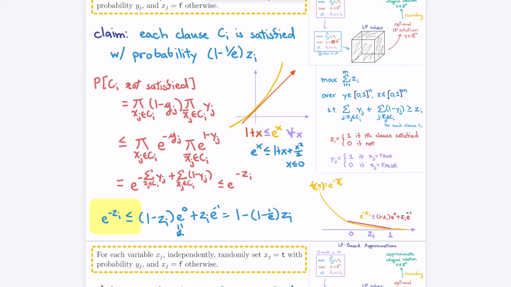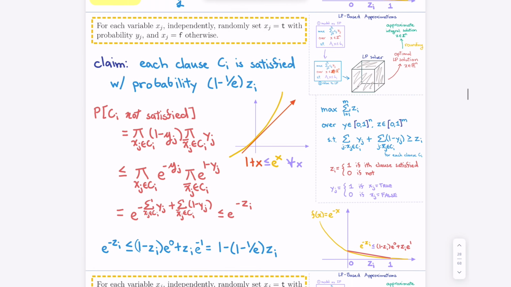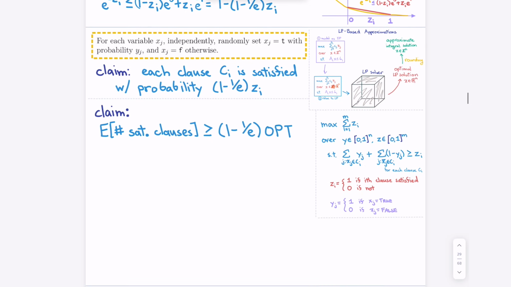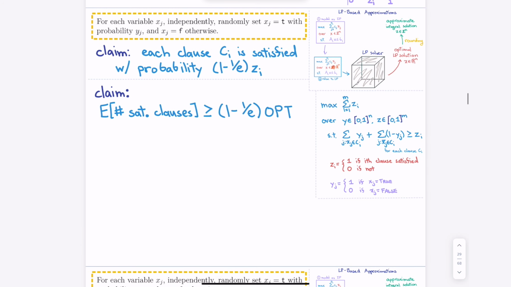Okay. All right. So new inequality, I threw it out at you. Here's a cleaned up version. Now we get to our claim that each clause will be satisfied with probability 1 minus 1 over e zi. So we actually use a slightly better inequality, and we got up from 1/2 to 1 minus 1 over e. We use kind of convexity. Okay, good. So now the claim is that the expected number of clauses overall, when you round, will be 1 minus 1 over e times opt.